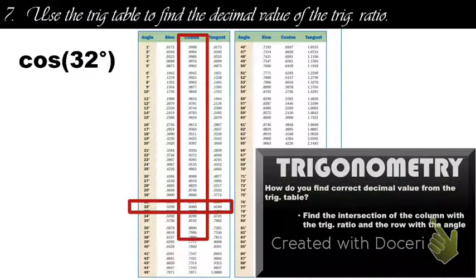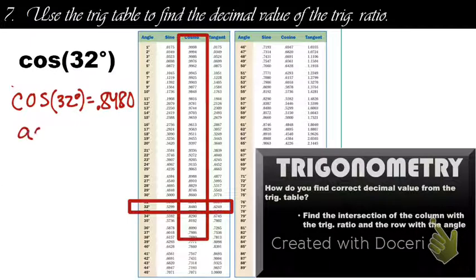0.8480. That means the cosine of 32 degrees is equal to 0.8480, which also means that the adjacent side over the hypotenuse in any 32 degree right triangle will always come out to the decimal 0.8480.